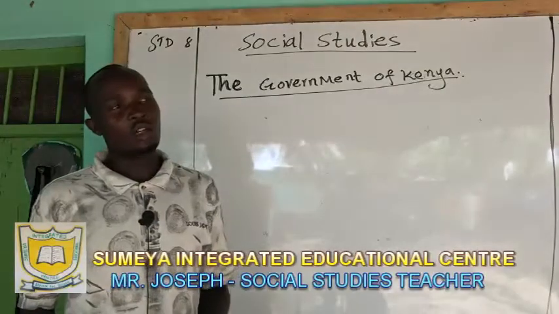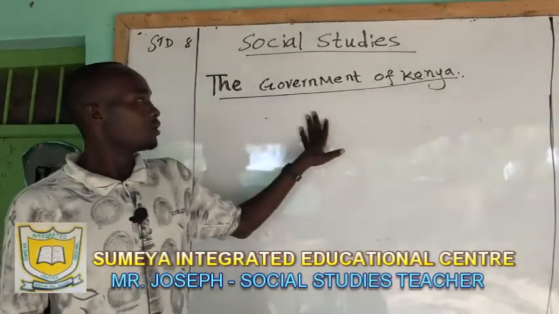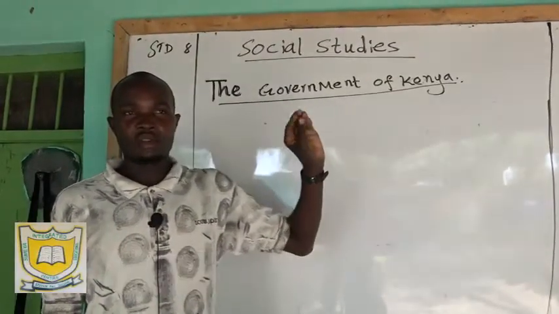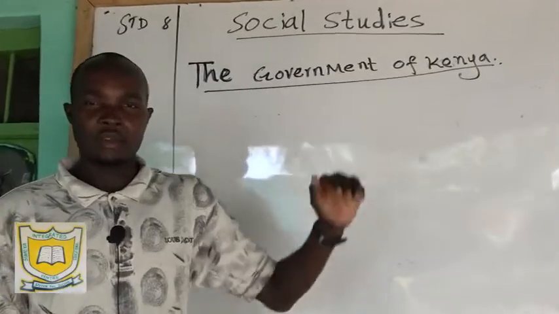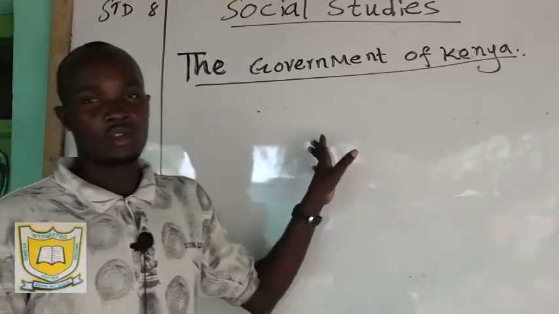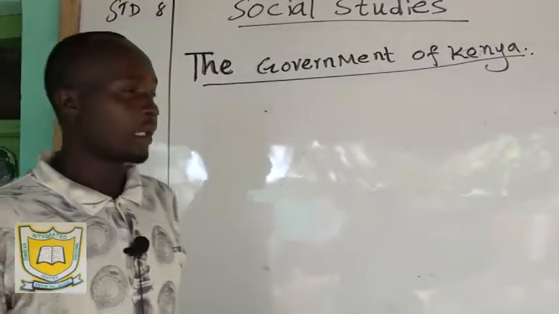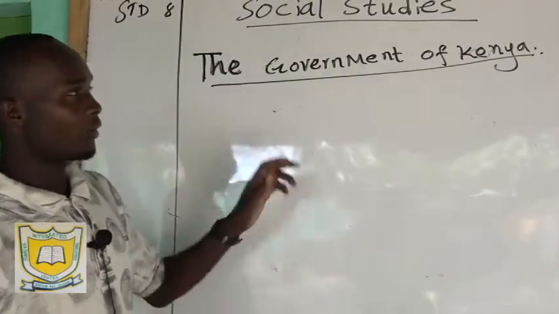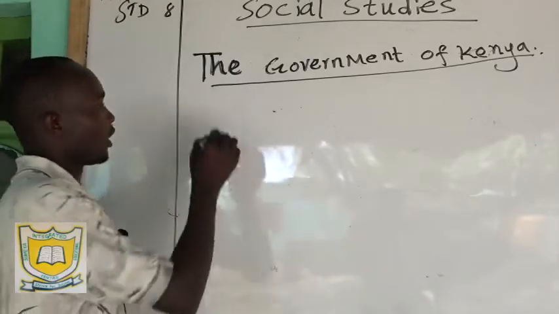And today we want to look at the government of Kenya. So we shall look at the government, and then we shall also look at the arms of the government. We shall also look at the role of the government. That's what we want to look at. So welcome. Now the government of Kenya is made up of two levels.